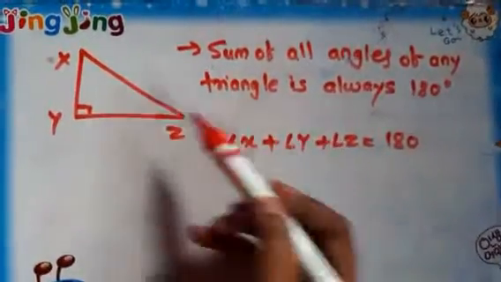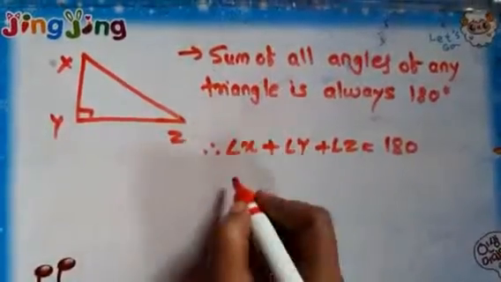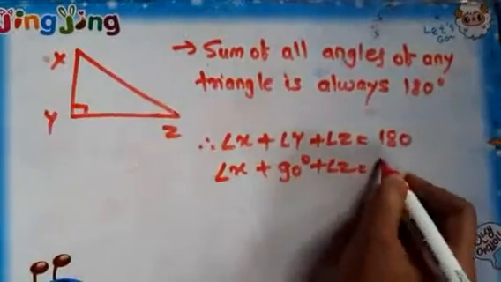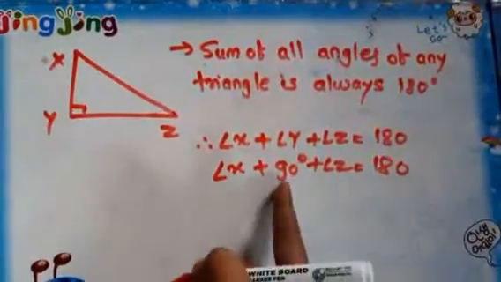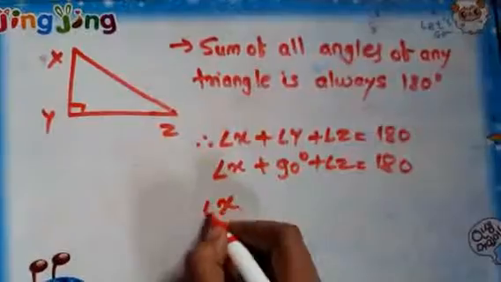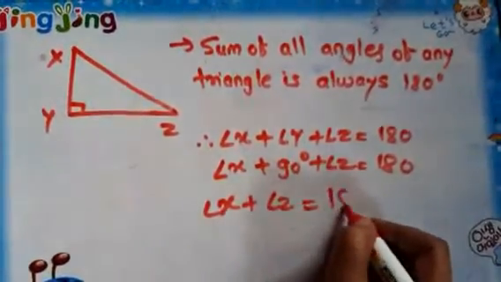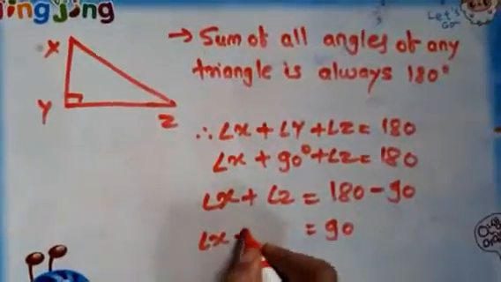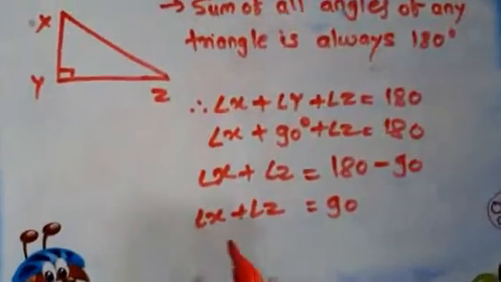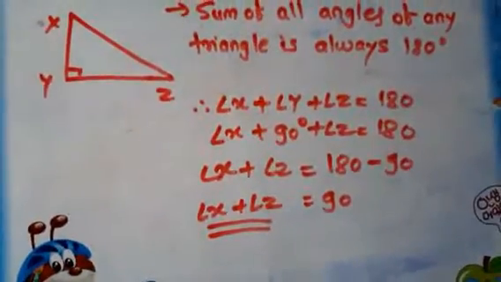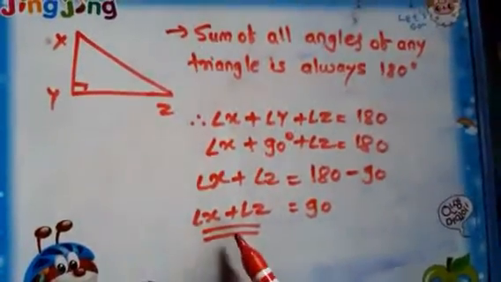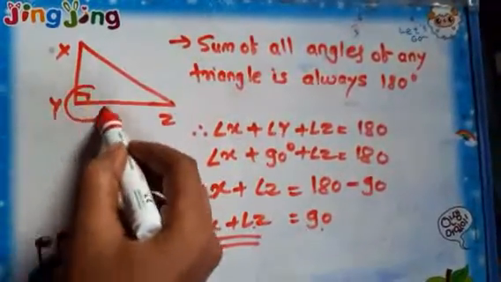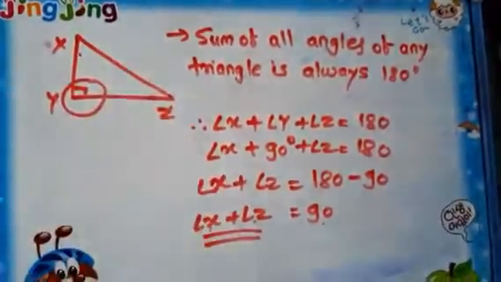Out of these 3 angles, angle Y is given as 90 degrees. We put here: angle X plus 90 degrees plus angle Z is equal to 180 degrees. So this 90 we shift here. So angle X plus angle Z is equal to 180 minus 90, which is 90 degrees. Which type of angle pair are they, complementary or supplementary? Surely complementary, because their addition is 90 degrees. This means if one angle of a triangle is 90 degrees, the other two will be complementary to each other.